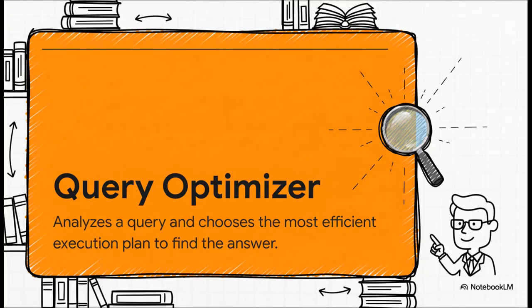So the query's very first stop is this brilliant little piece of software called the Query Optimizer. Now, the best way to think about this is like a master strategist or maybe a master librarian. When you ask that librarian for a specific book, they don't just start wandering aimlessly down the aisles, right? Of course not. They know the exact shelf, the exact spot to go to find it. The Query Optimizer does the same thing for your data, and it saves a ridiculous amount of time.